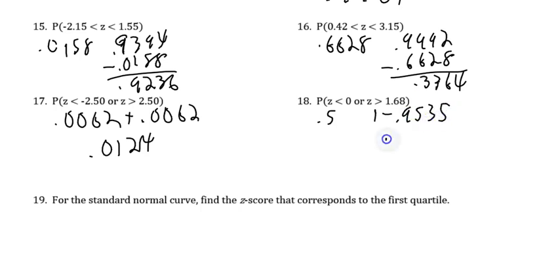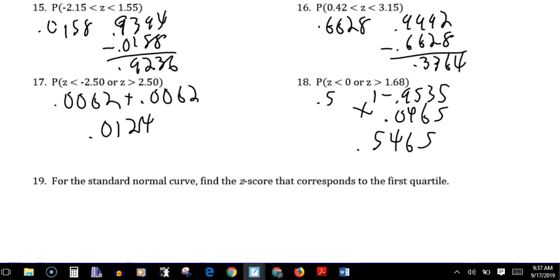Which is going to give us 0.0465. We're going to add those two together and get 0.5465.